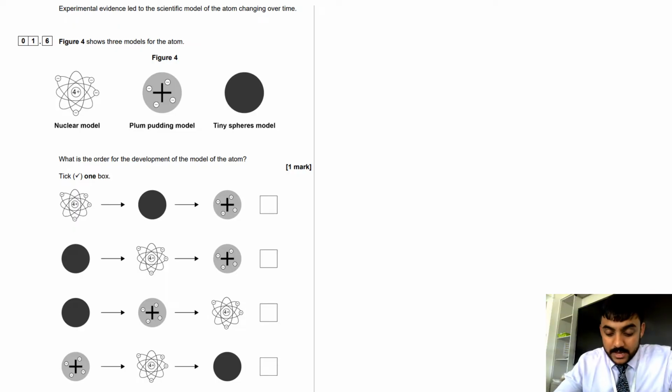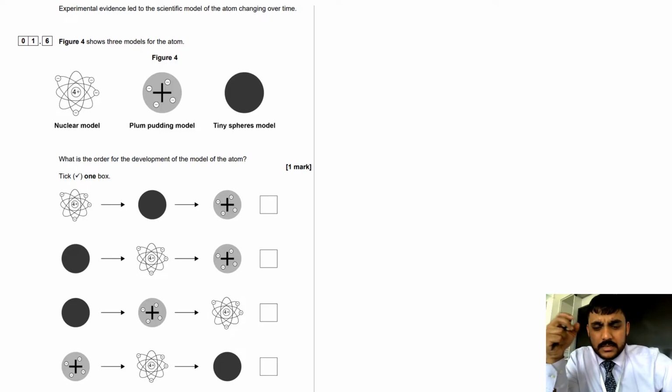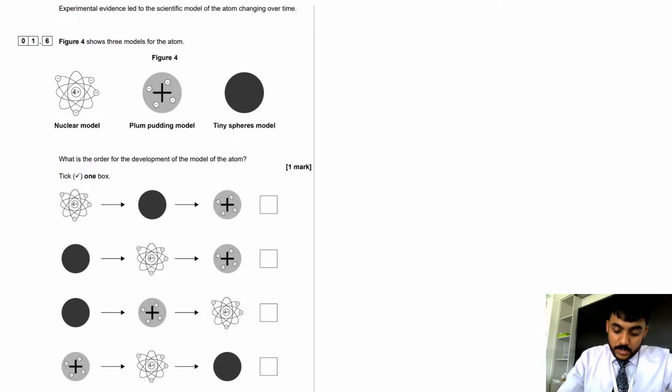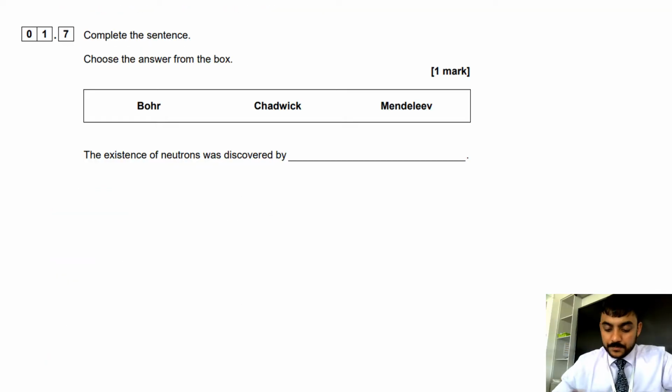Without knowing any science, when I look at images and I say, how does something develop? Well, something develops to become more complicated. So we know that the tiny spheres model is the first one, so it could only be these 2, so we discount these 2. And then the next more complex one is the plum pudding model, so it's this, and so we discount this, and this is our answer. And finally, the nuclear model is even more complicated than the plum pudding model.